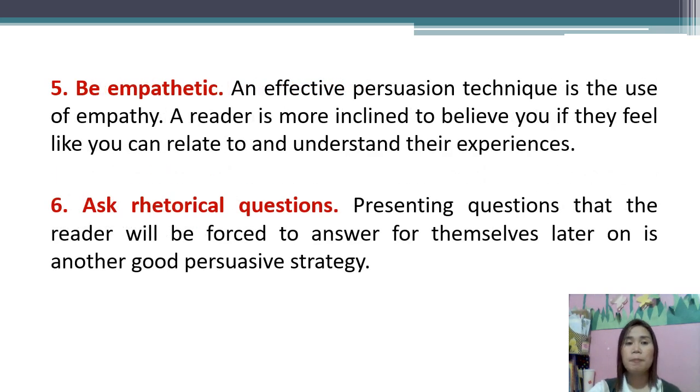Next, number five is be empathetic. So an effective persuasion technique is the use of empathy. A reader is more inclined to believe you if they feel like you can relate to and understand their experiences. So here, emotional appeal is important for persuasive writing as it targets the audience's sensitivities while also providing a logical explanation for why their beliefs should change. Okay? So empathy is important.